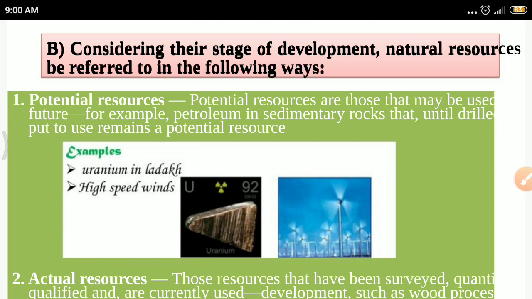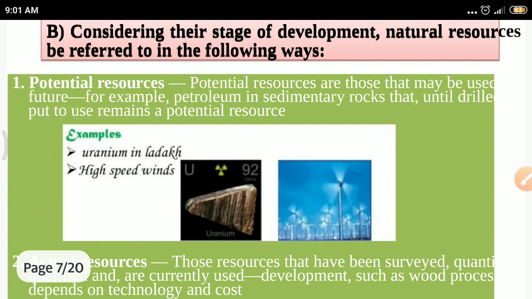Another example is petroleum in the sedimentary rock. Until and unless we drill it out, we cannot utilize it. So those resources are called potential resources.